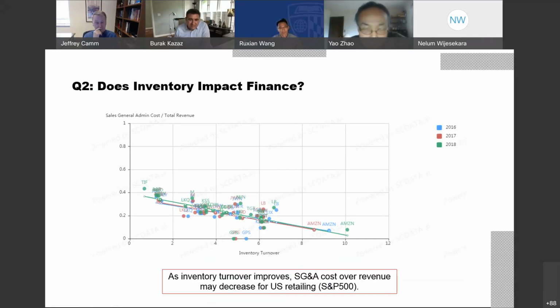Now, however, be careful. The same may not be said of other industries or other countries. So we have to look at the data. The relationship is country and industry specific.